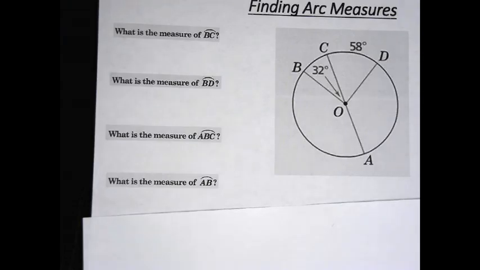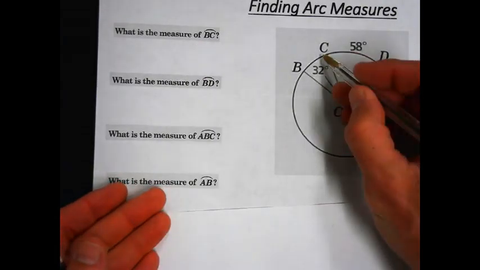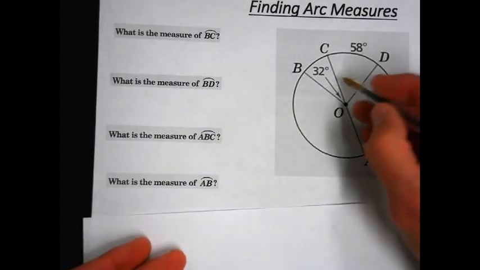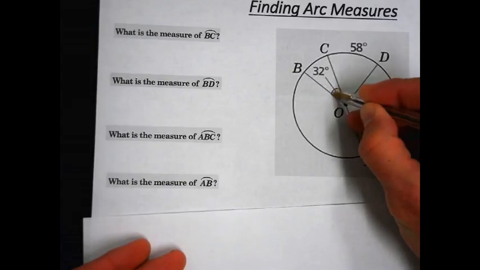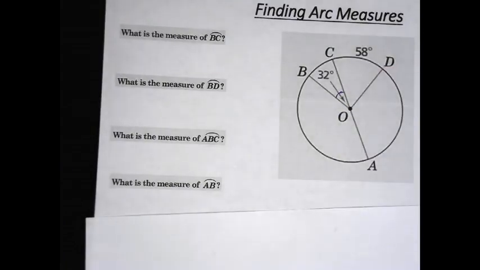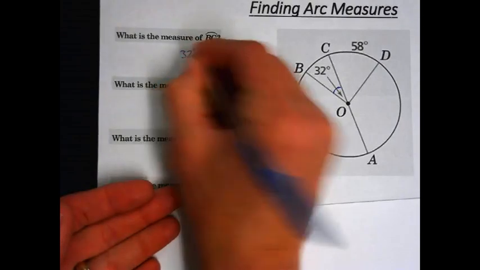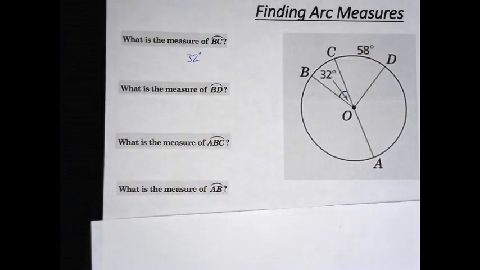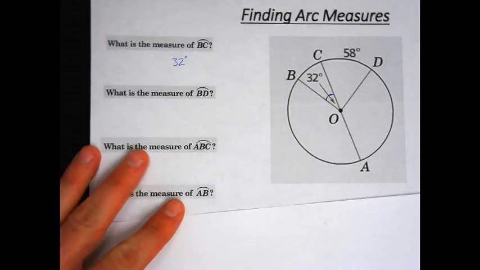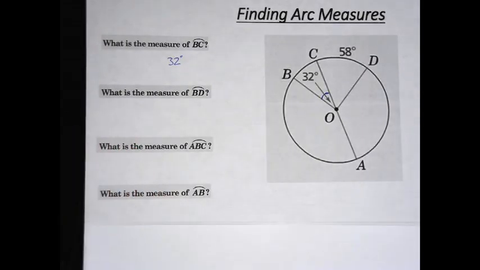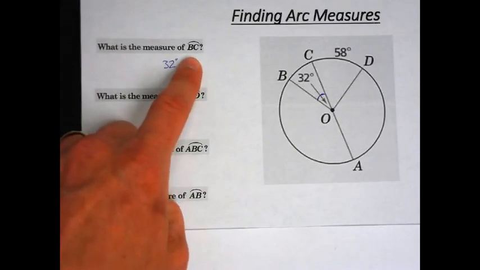The first question asks, what is the measure of arc BC? What do we know about arc BC? It has a central angle of 32 degrees. As we learned from the notes, if the central angle is 32 degrees, the arc is 32 degrees. Mr. Katz, can it be that simple? Well, yes, it can, but it's going to get more complicated. So now we know that the measure of BC is 32 degrees.